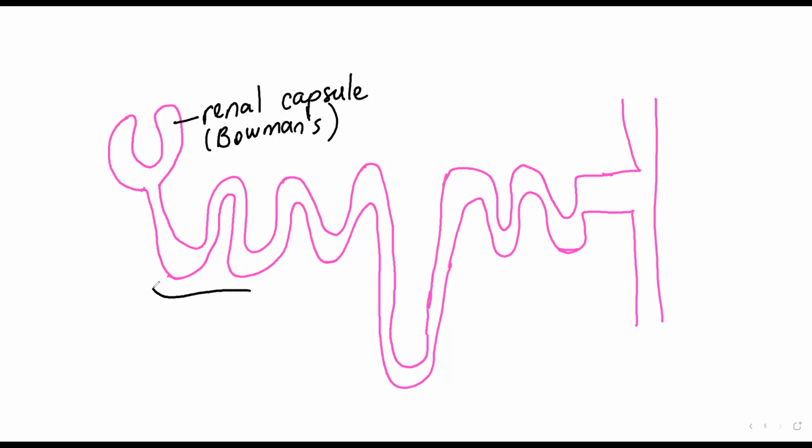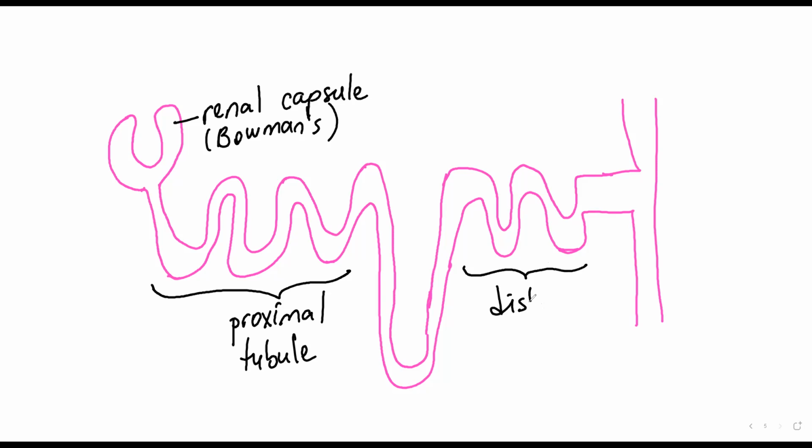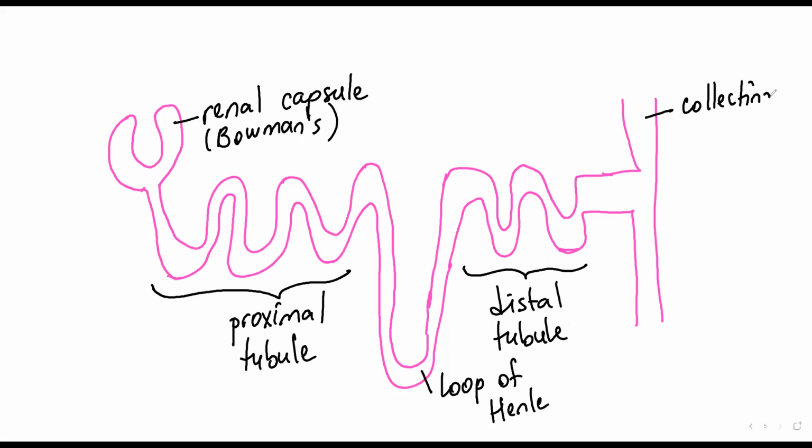Then we have these tubes or tubules. These are known as proximal tubules. Proximal means the first. Then these tubules, guys, are known as distal tubules. Proximal is the front tubule and distal is the hind tubule. This part, which is going down and up, is known as the loop of Henle. And the last part is the collecting duct.